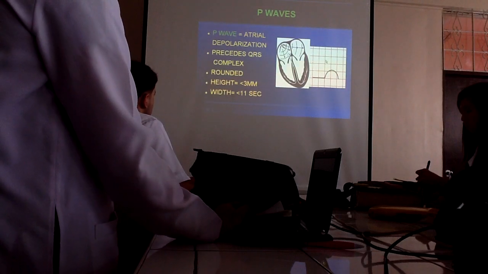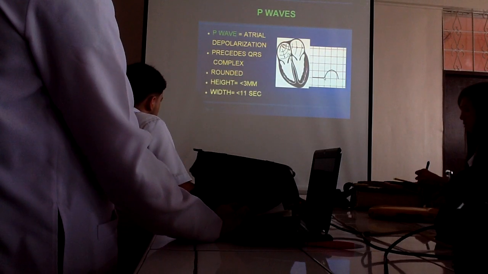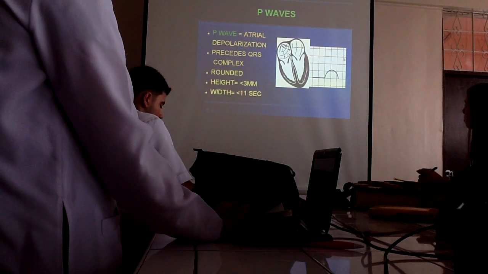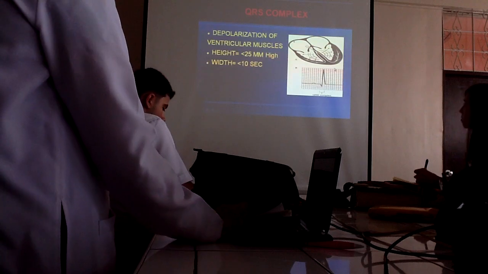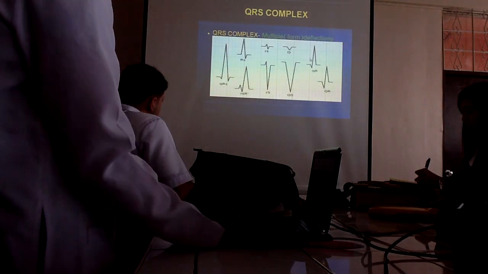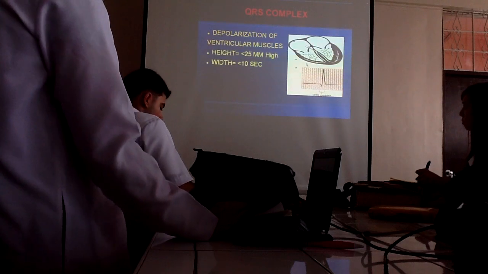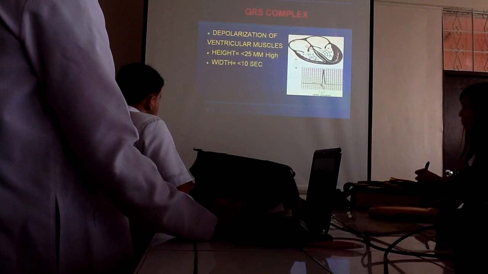Other books would say that you actually have this one. This one is right, and this one is the left atrium. Okay, that's very hard to distinguish. Now, QRS, depolarization of your ventricular muscles. The height is around 25 millimeters and the width is about less than 10 seconds.